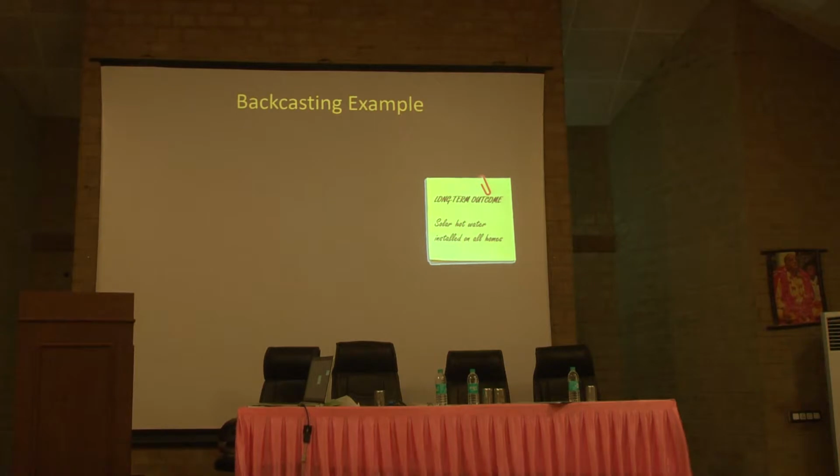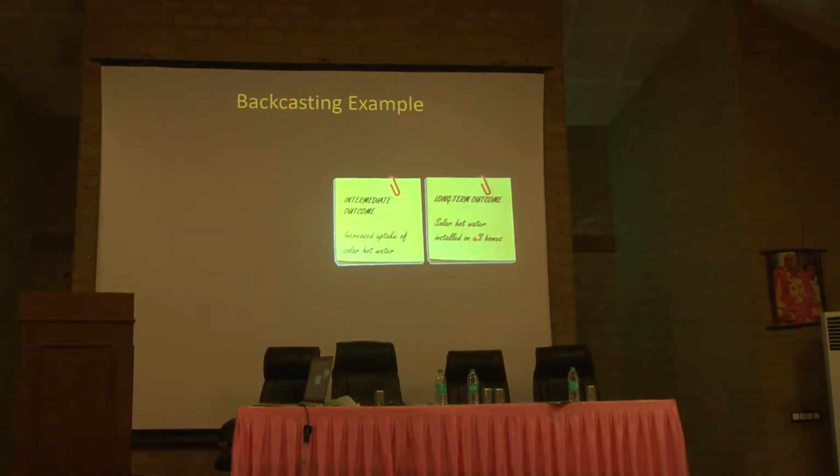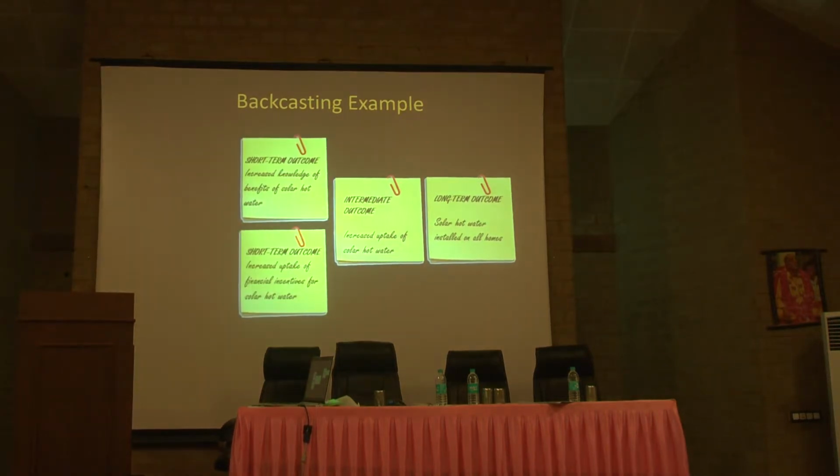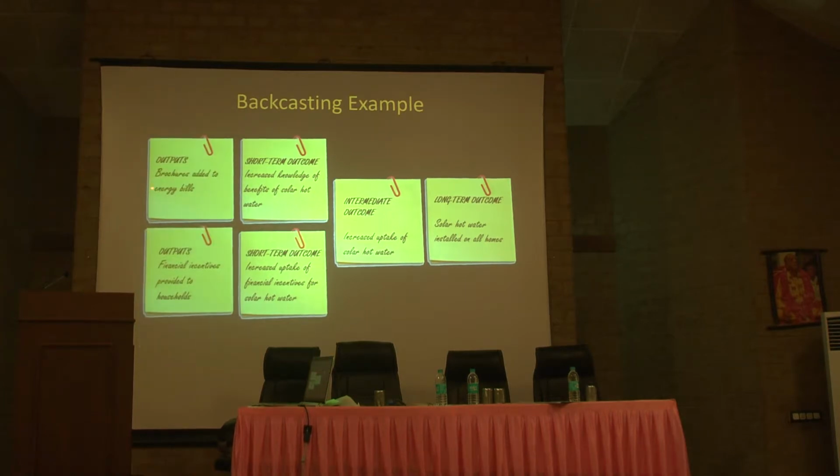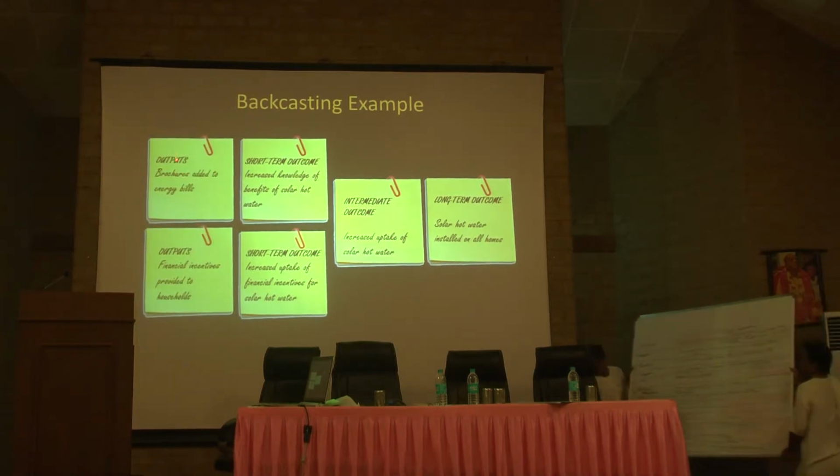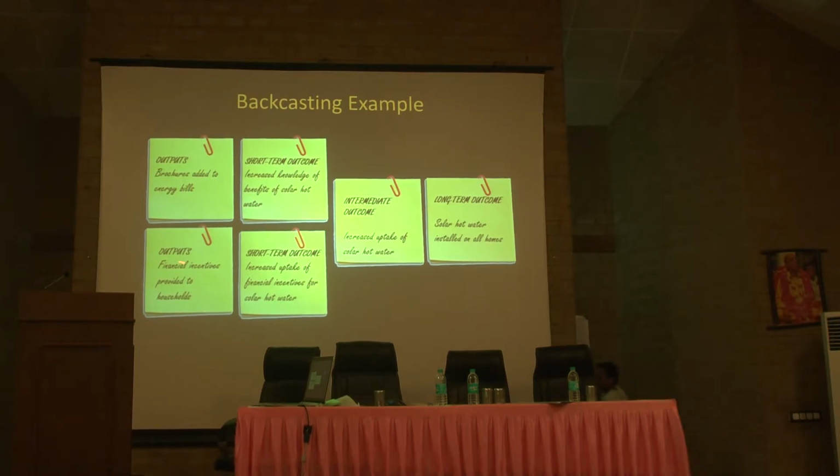For example, here, this is the long-term outcome: solar hot water installed in all homes. Intermediate outcome: increased uptake of solar hot water. Short-term outcomes: increased knowledge of the benefits of solar hot water, and increased uptake of financial incentives for solar hot water. How do you get to this? You have to have outputs: brochures added to the energy bill, and financial incentives provided to households. So this is a logic for a project which is supposed to end up with solar hot water installed in homes. It starts with outputs, which lead to short-term outcomes, which lead to an intermediate outcome, and lead to a long-term outcome.